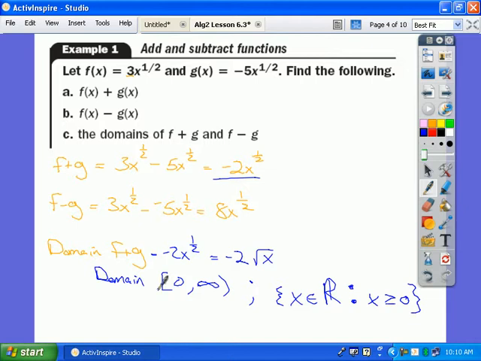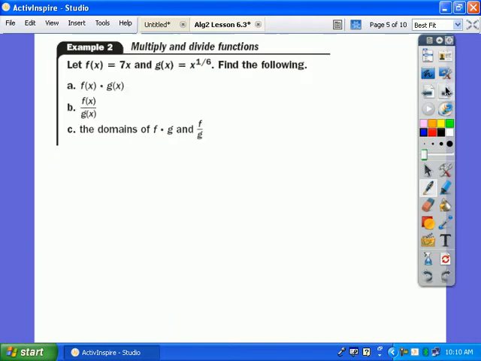So from here, the domain is from 0 to infinity, including 0. Here, x is a number such that x is greater than or equal to 0. And this will be true of any even degree. So f minus g also has the same domain. It's 8 times the square root of x. So f minus g will have the exact same domain. Okay. Let me show you two more examples here.